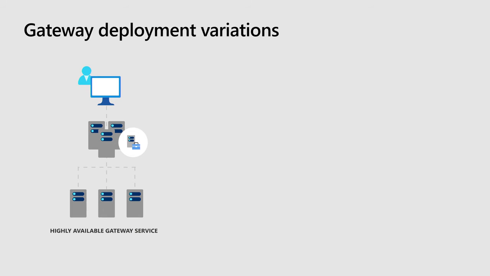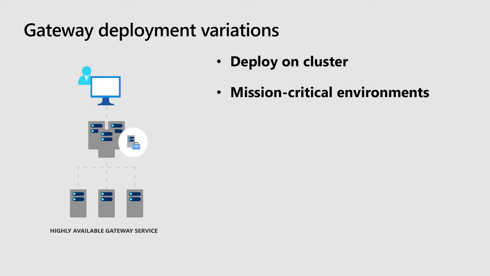And then when you install as a highly available gateway service, you deploy it on a failover cluster. You would do this maybe for your mission critical environments where you need those five nines of support. If one of those managed nodes has an issue and your management server is down, then you can't support it, and you need that to be there all the time.